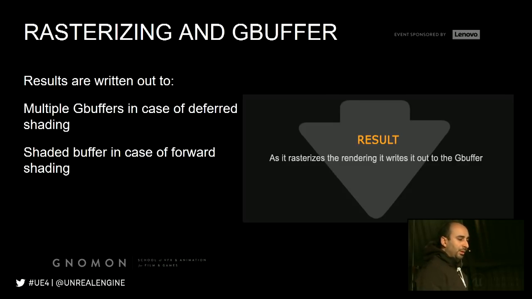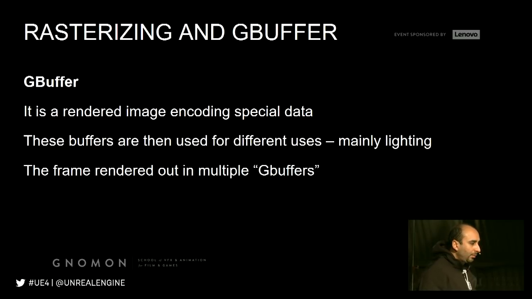Okay, so we're done with rasterizing our triangles or our meshes to pixels. What we end with, in the case of deferred shading, is G buffers or multiple passes. And in the case of forward shading, we will probably end with one pass, which has the final shaded result and everything. We will continue talking about deferred shading because that's the default rendering mode in Unreal 4. What happens for each frame is the engine renders multiple passes or multiple G buffers, and each one of those G buffers encodes special data that can be used later for lighting and shading. We refer to them as G buffers.